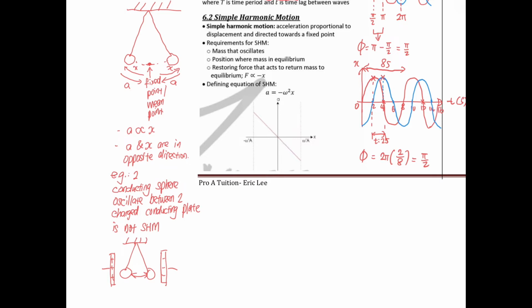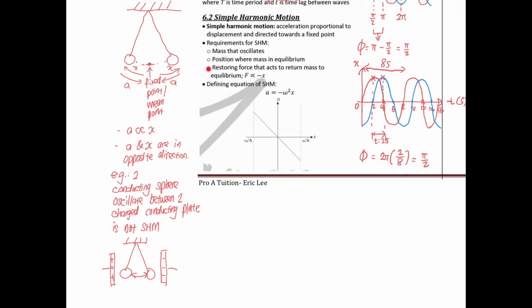So next point, positions where mass is in equilibrium. There must be a position where the mass is in equilibrium. So what position is that? It is the fixed point or the mean point. It is this point.